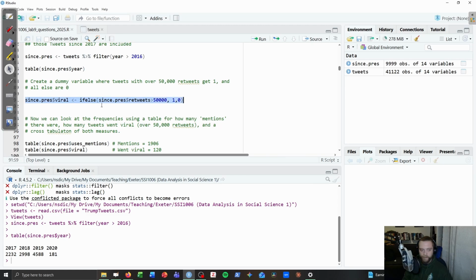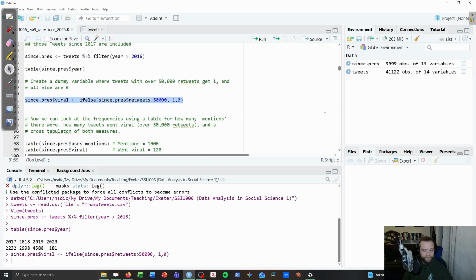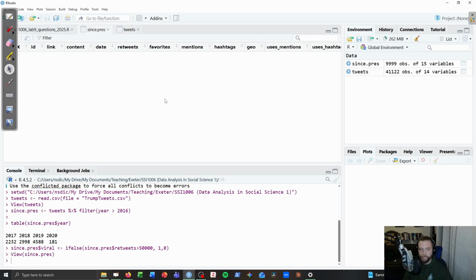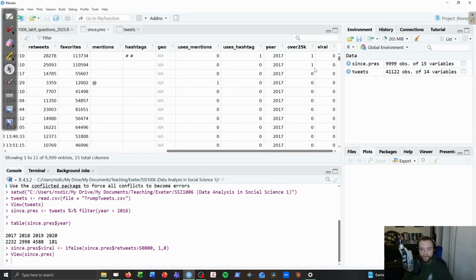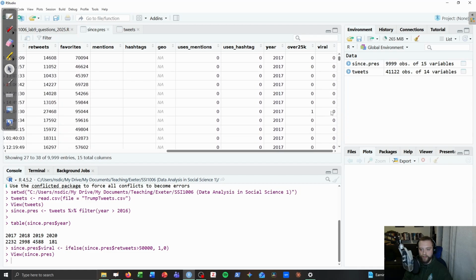More importantly, though, we're going to split this variable. At the moment it's a continuous variable, retweets, and we're going to split it by whether it's greater or less than 50,000. We're using ifelse to do this. This is going to generate a new variable called viral, that's coded 1 for over 50,000 and 0 for under 50,000. So I'm going to run that, and if we look back at our data, we're going to see we've now got this variable viral.